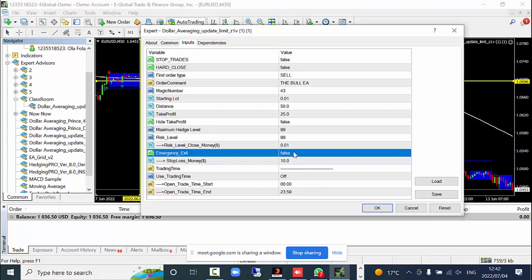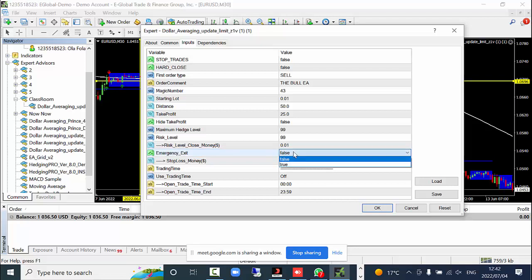Okay? It will use these three. So let's forget about it. Emergency exiting, it must be true because we want to use stop loss. And stop loss in money, that's why I make it in money, so that if I make it in pips, I will still give you a brain test.